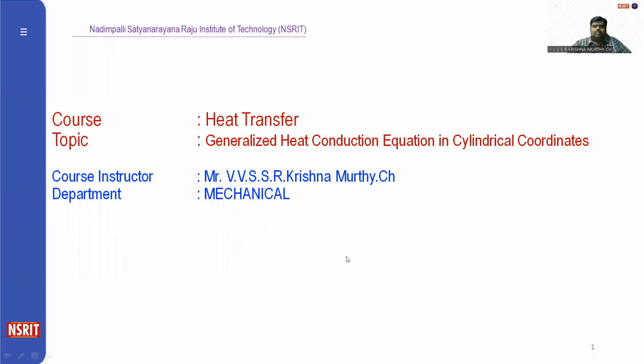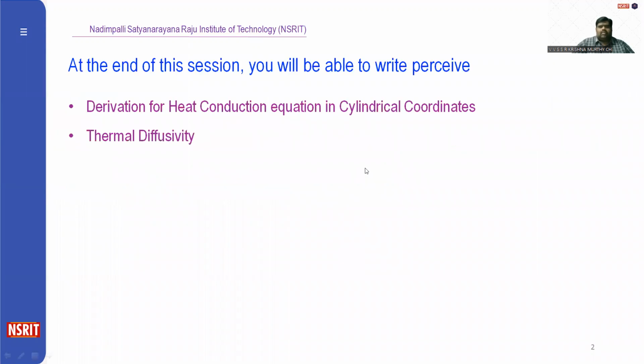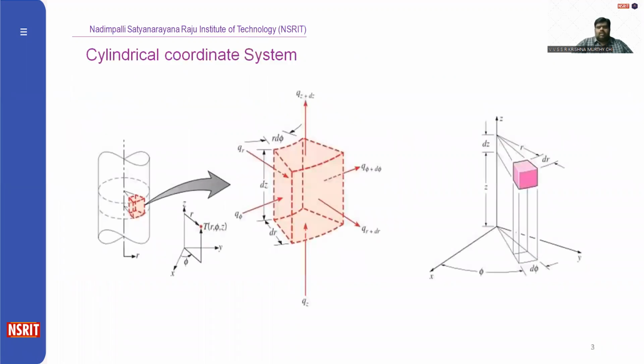Hi everyone. Today we shall discuss the generalized heat conduction equation in cylindrical coordinates. After this session, you will be able to perceive the heat conduction equation in cylindrical coordinates and understand what is meant by thermal diffusivity. In the last session, we discussed the heat conduction equation in the Cartesian coordinate system. Now we shall go with cylindrical.